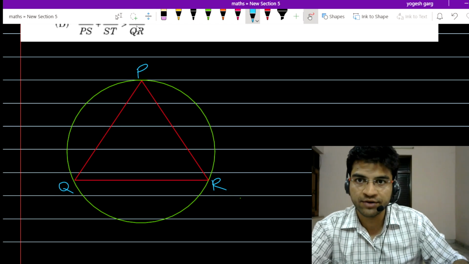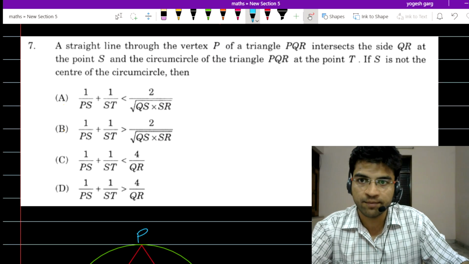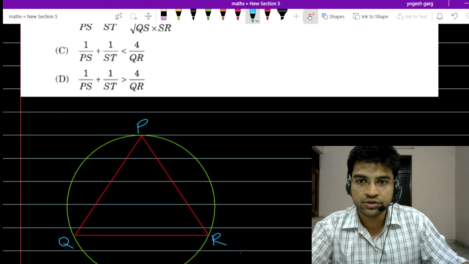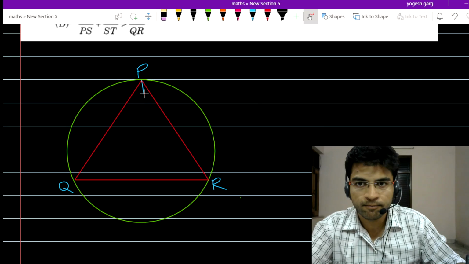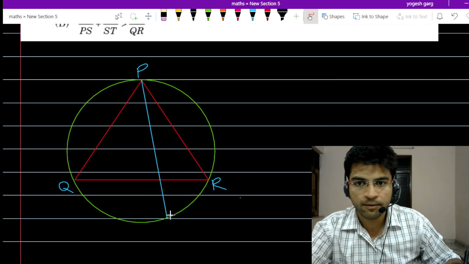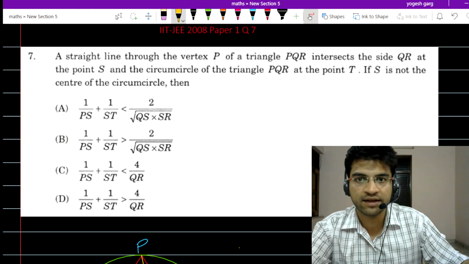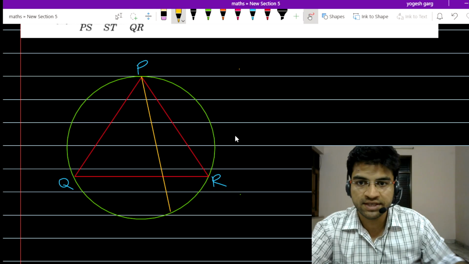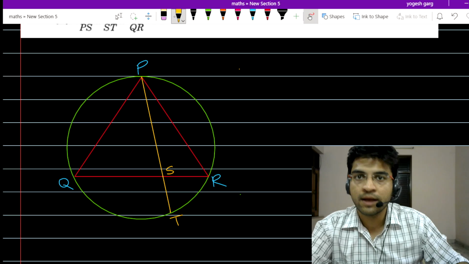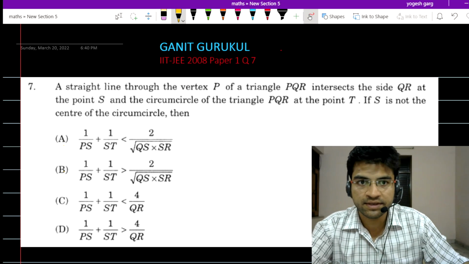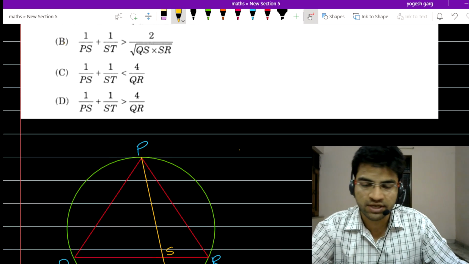So what is being told in the question? A straight line through vertex P of the triangle PQR intersects the side QR at point S and the circumcircle at point T. So let us draw a line through this point P, and it intersects QR at S and the circumcircle at point T. So let us say this is point S and this is point T. Now it is said that S is not the center of the circumcircle. So it is clearly mentioned that S is not the circumcenter.